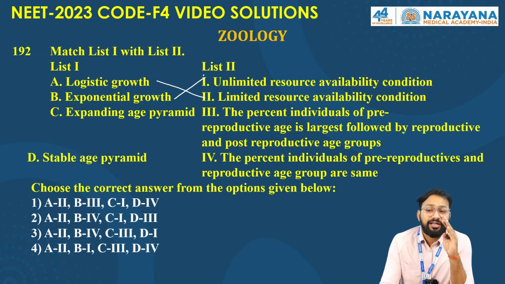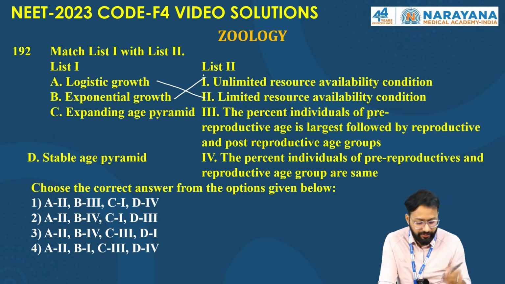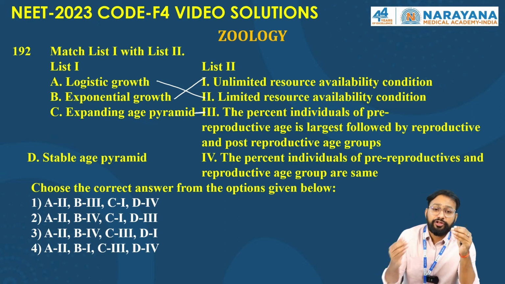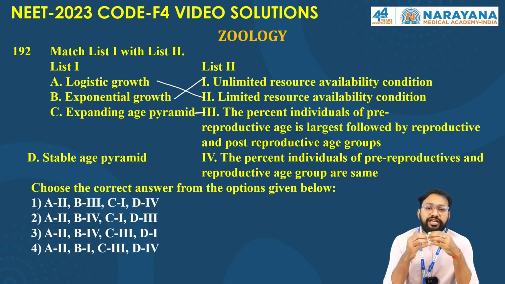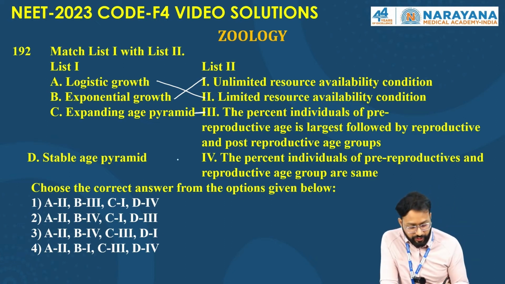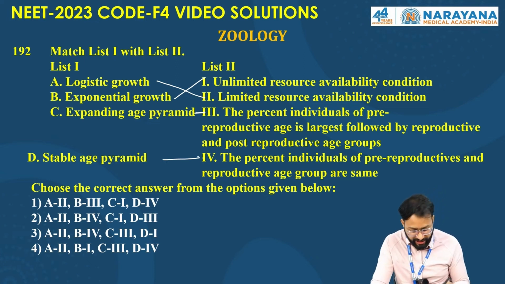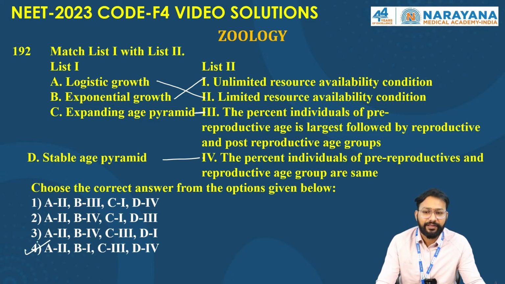Expanding age pyramid: in an expanding population, the pre-reproductive individuals are more, followed by reproductive and post-reproductive. So C should be 3. A stable age pyramid will have a percentage of individuals in the pre-reproductive stage comparatively the same as in the reproductive. So D should be 4. So 2, 1, 3 and 4, option 4. Got it?